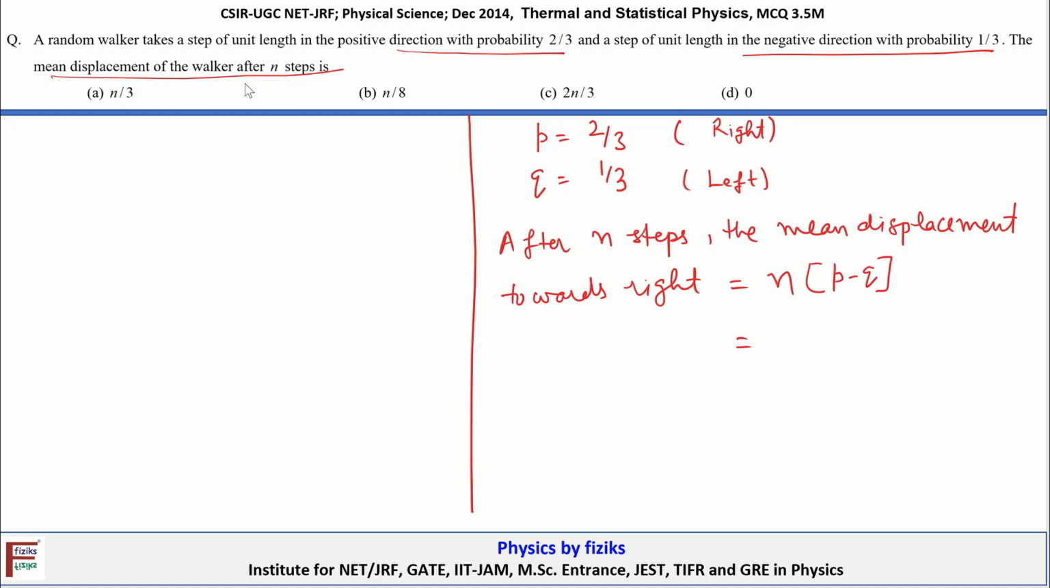So that's a general result that we obtained when we talk about the random walk in one dimension. That is equal to n, the total number of steps, multiplied by the probability of taking steps toward the right direction minus the probability of taking steps along the left direction. So that is equal to n divided by 3. Therefore A is the correct option here.